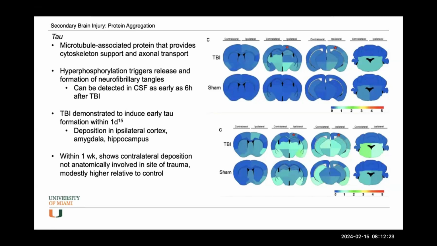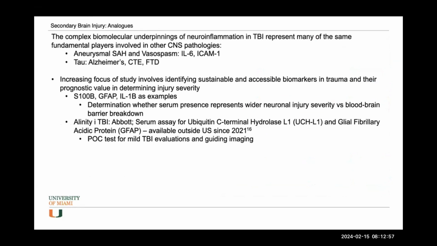So in rodent models of TBI, on the ipsilateral side, they found that tau protein deposition has increased in ipsilateral cortical tissue, amygdala, and hippocampus, and oftentimes extending down to the brainstem. When you assess these models 1 week later, you actually start seeing that there's tau deposition that's in the contralateral hemisphere as well, that's not directly anatomically related to the site of trauma. It's modestly higher relative to control, but it argues for a role of this protein aggregation as playing a role in traumatic neurodegeneration.